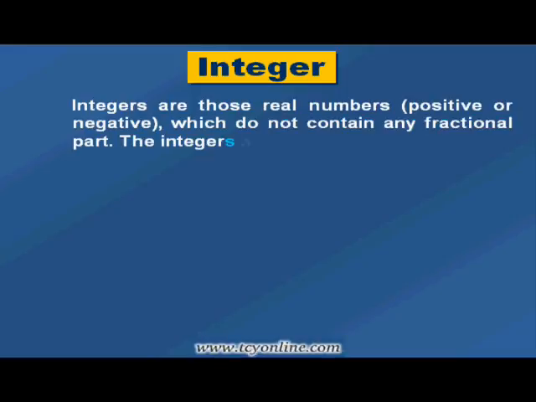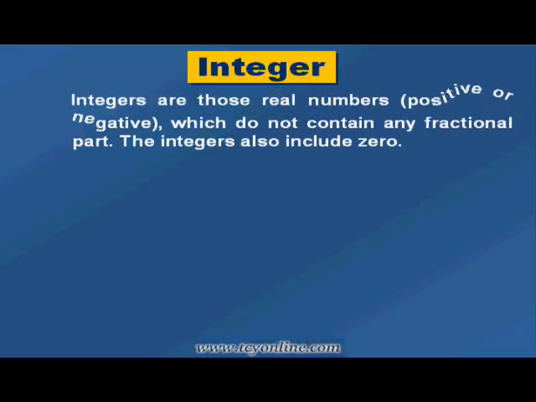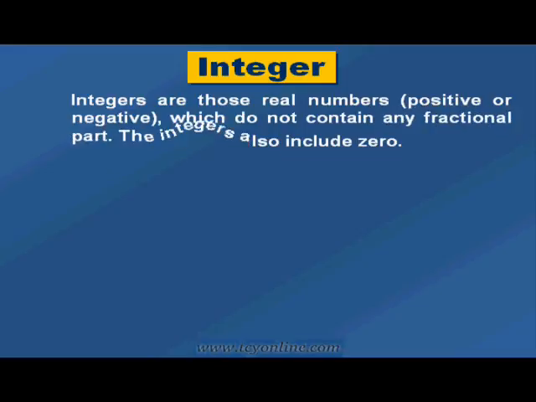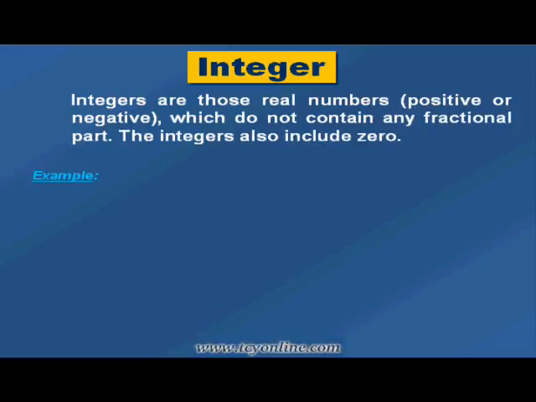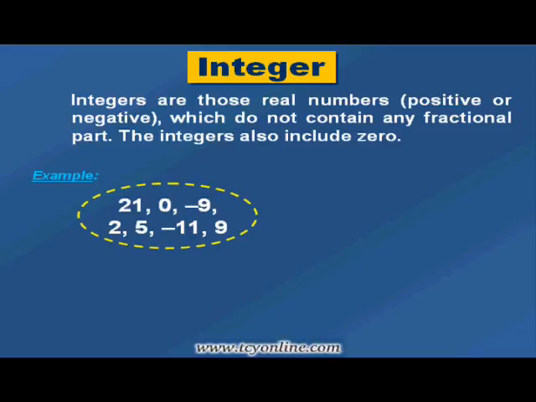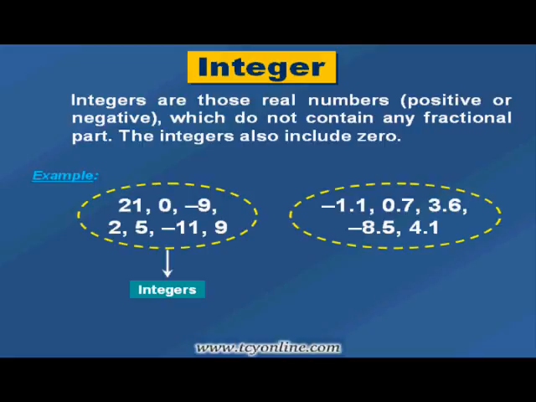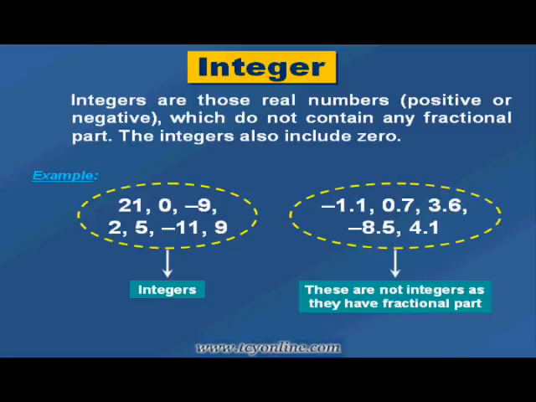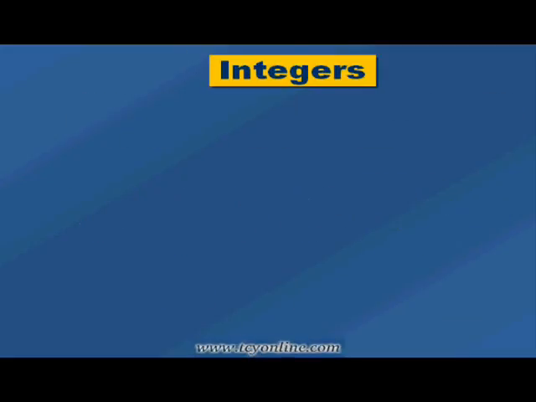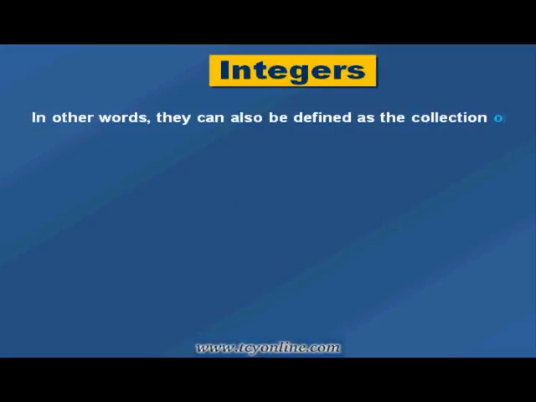Integers are positive or negative real numbers which do not have a fractional part. Please note that 0 is also an integer. For example, 21, 0, negative 9, 2, 5, negative 11 and 9 are all integers, whereas negative 1.1, 0.7, 3.6, negative 8.5 and 4.1 are not integers because they have a fractional part.